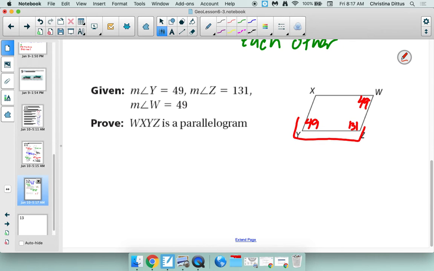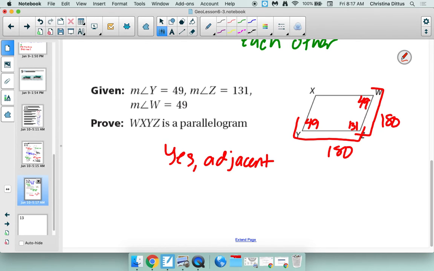Because what do those angles add up to? 180. What do these angles add up to? Is it true that adjacent angles are supplementary? Yeah. So do I have a parallelogram? Yes. Adjacent angles are supplementary.